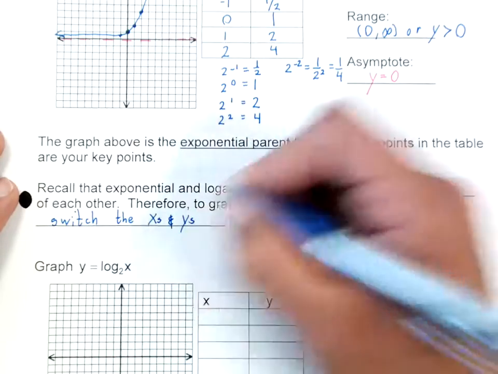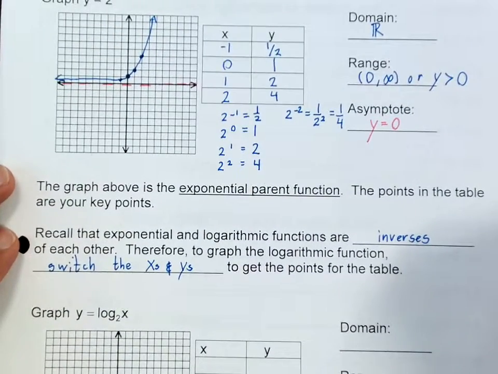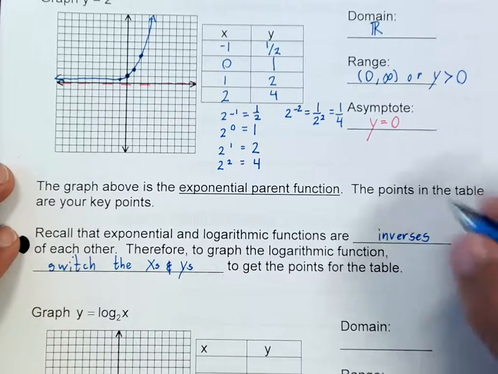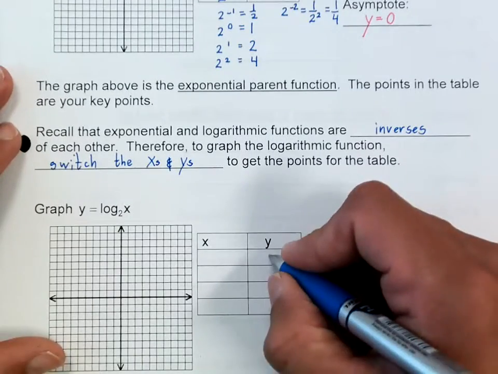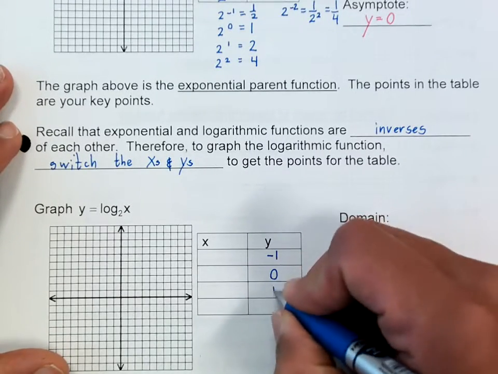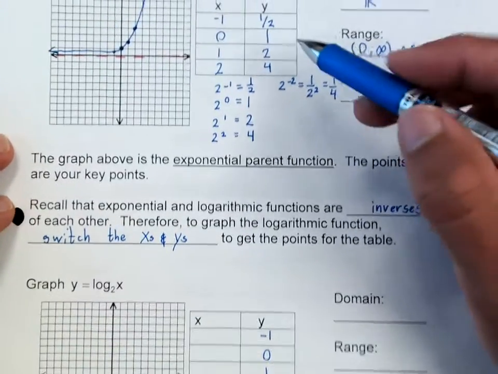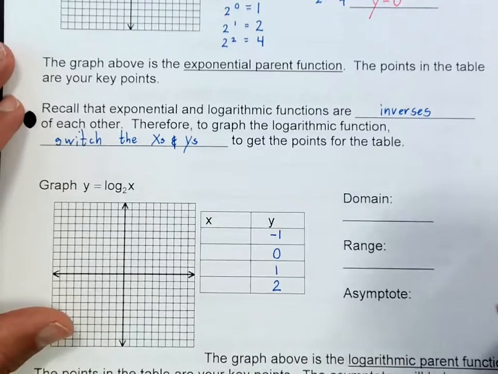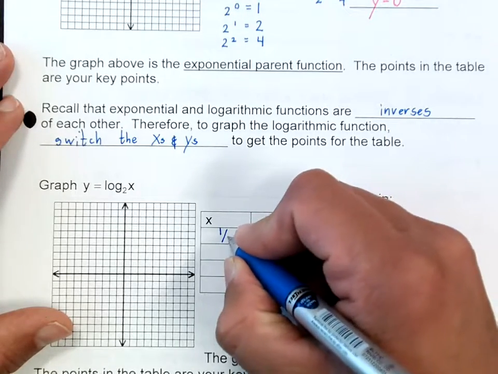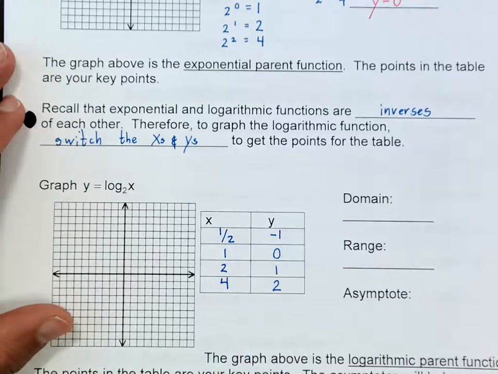The x's and y's, I guess, to get the points for the table. So what do I mean by that? You see those points right here, negative 1, 0, 1, and 2 for the x. Now this is going to be my y. So this would be negative 1, 0, 1, and 2. And my y's on the exponential function, whatever is y, now is going to become the x's. So I have 1/2, 1, 2, and 4. Alright, so let's graph this.